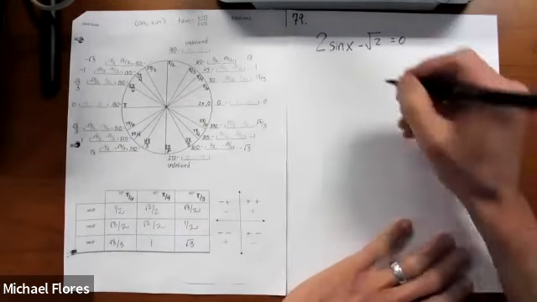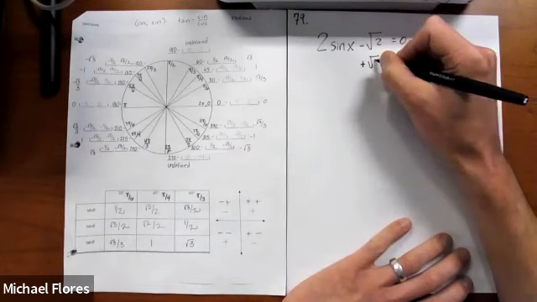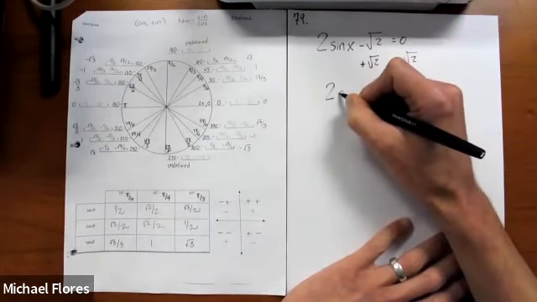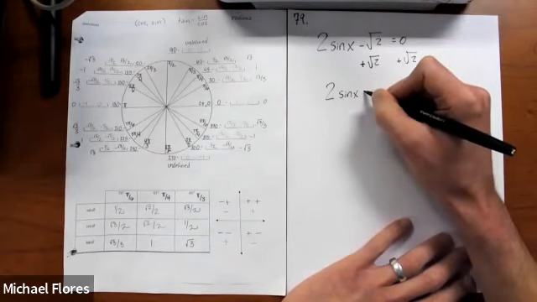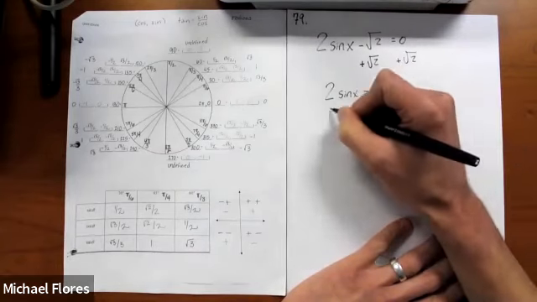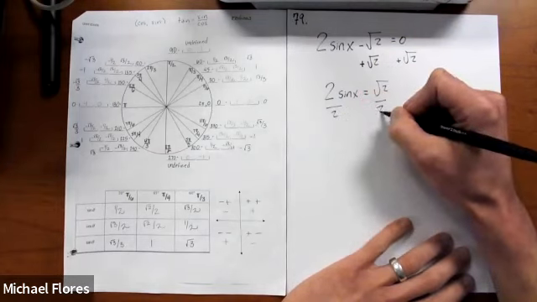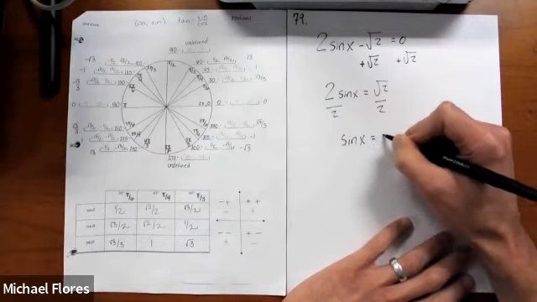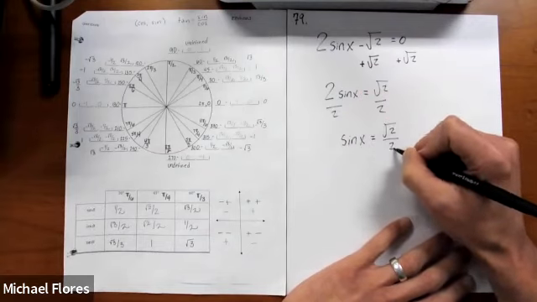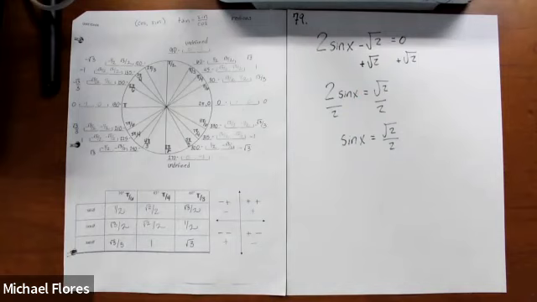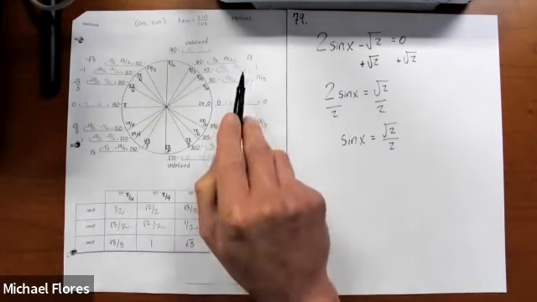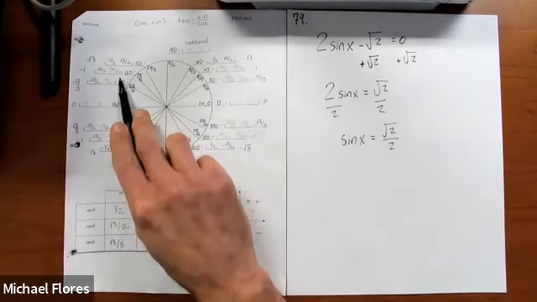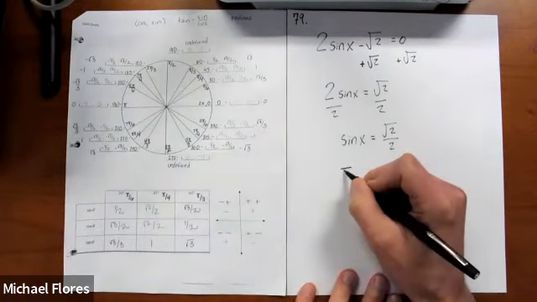Okay, add root 2, then divide by 2. So where in the unit circle do we have a sine value of positive root 2 over 2? That would be here at pi over 4 radians, and again here at 3 pi over 4.